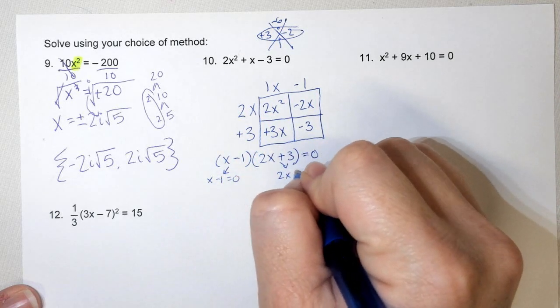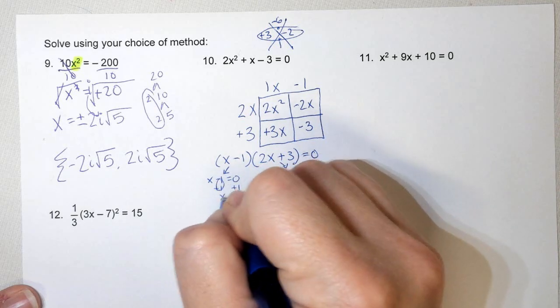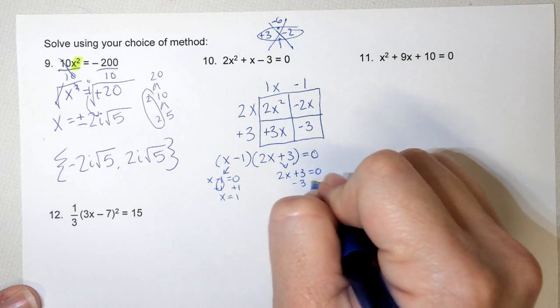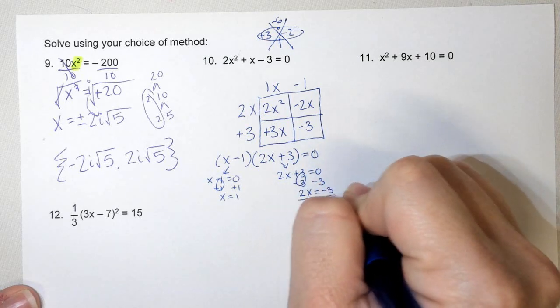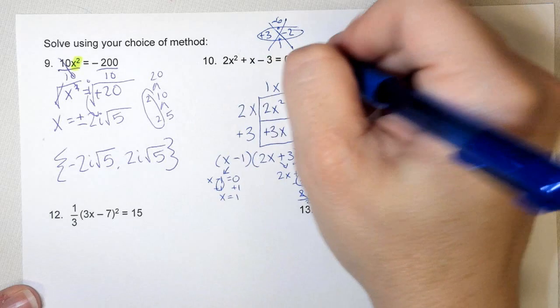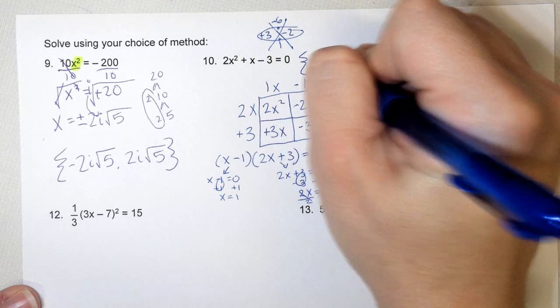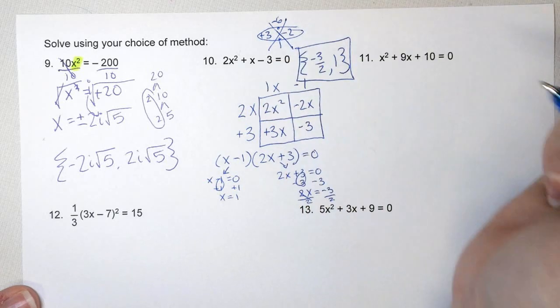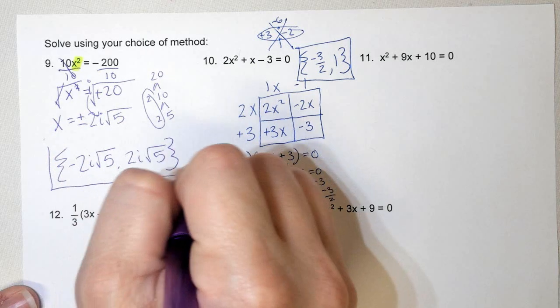So plus 1, x equals 1. Minus 3, divide by 2, divide by 2. And we get negative 3 over 2, comma 1. Now, if you solved that one a different way, you could have used quadratic formula. That would be totally fine.